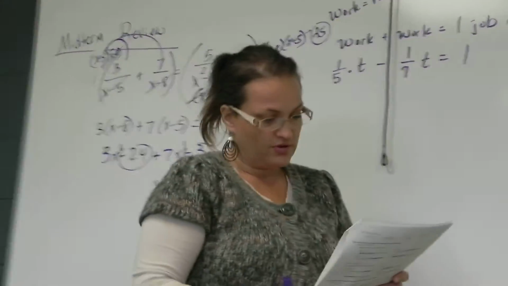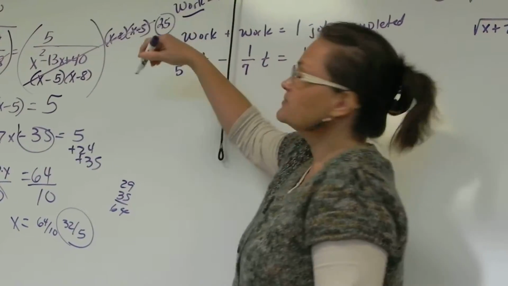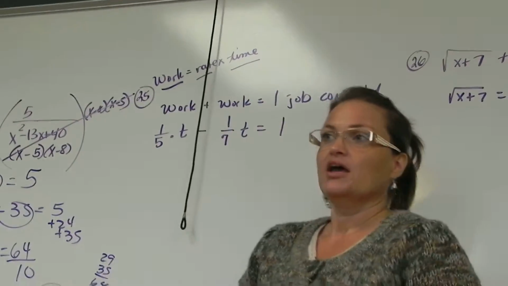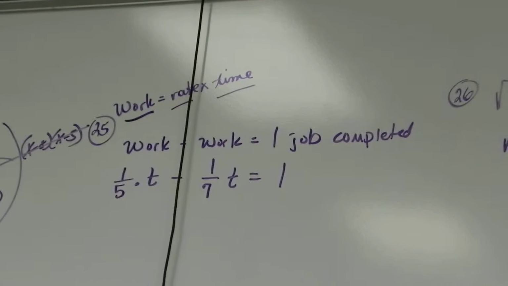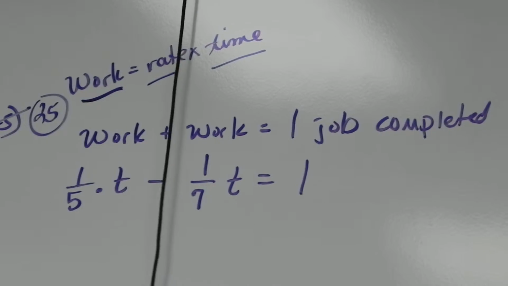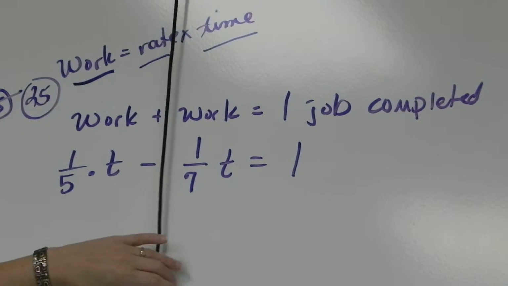Okay, number 25, a reading application of work. You need to know that work, kind of like distance, is equal to rate times time. And if you think about it, that kind of makes sense. How much work you get done is affected by how fast you're working and how long you work. I mean, that kind of makes sense. And those are the two factors affecting work.